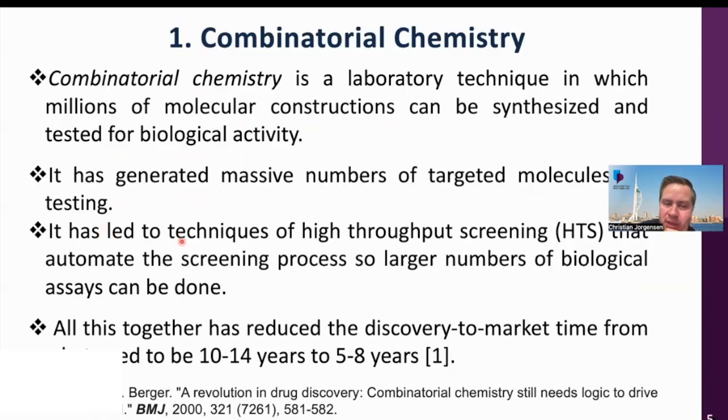Combinatorial chemistry has led to techniques such as high throughput screening that automate the screening process so larger numbers of biological assays can be done. Effectively, what this tells us is that combinatorial chemistry has sped up the process of drug discovery. An old estimate suggested it had reduced the discovery to market time from what used to be 10 to 14 years to 5 to 8 years. And this was 20 years ago. So likely this estimate is even faster now.